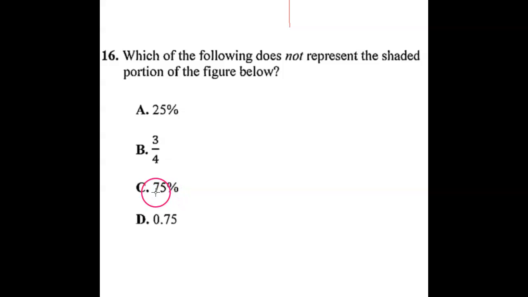So I know that 75% turns into 0.75, right? Because if I go to the left, I would get 0.75. So these are equal. Oops, I have to circle them. These are equal to each other.